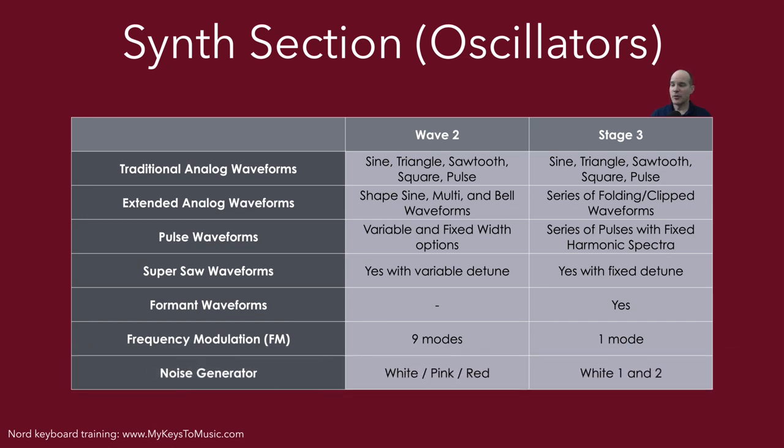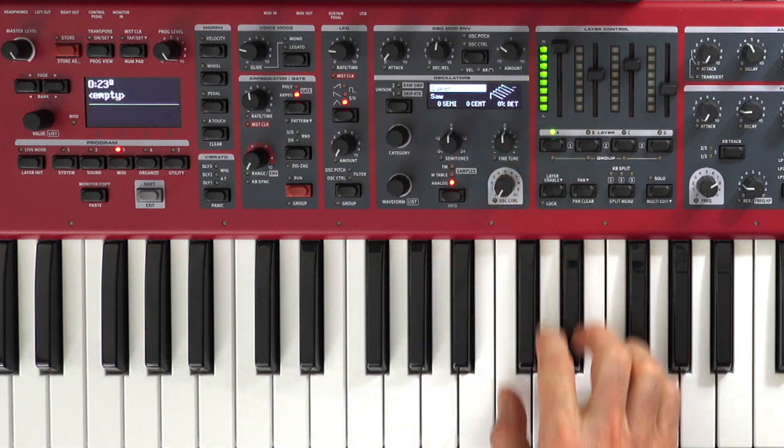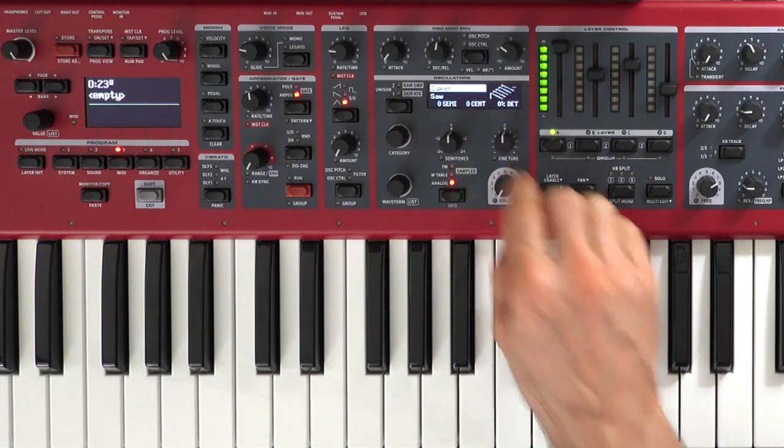They both can generate noise. The Wave 2 has more options where you have a white noise, a pink noise, and a red noise. Those are 3 different noise options, and the Stage 3 has a white 1 and 2. Let's go hear some of these waveform differences firsthand. So on the Wave 2, with the supersaw, you get to choose the amount of detune from 0 to 100.